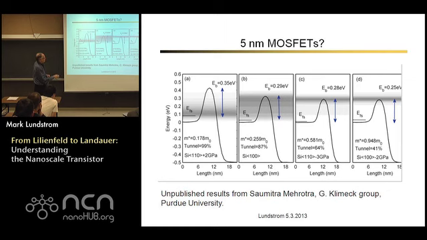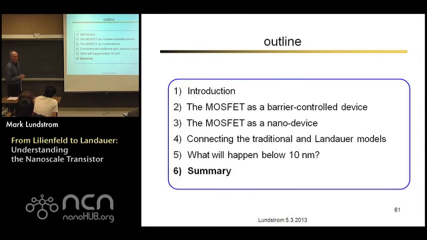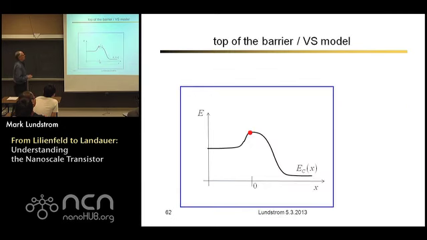If you do things with orientation and strain just right, you can get most of the current to go over the top of the barrier, and you can make a 5 nanometer channel length that works like a transistor is supposed to work. So there's hope. Right? It's not going to be easy, but there's hope.